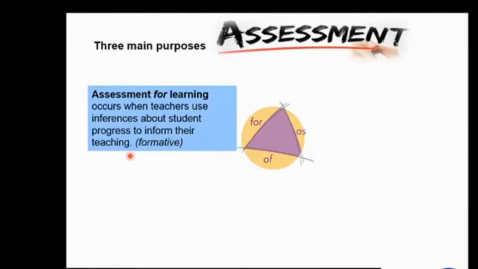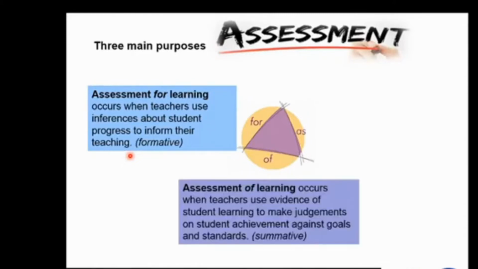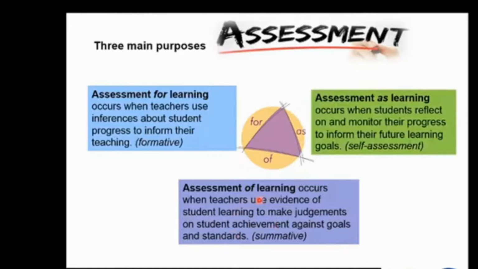Assessment for learning occurs when teachers use inferences about the student's progress to inform their teaching. Assessment of learning occurs when teachers use evidence of student learning to make judgment on student achievement against goals or standards. And assessment as learning occurs when students reflect on and monitor their progress to inform their future learning goals.